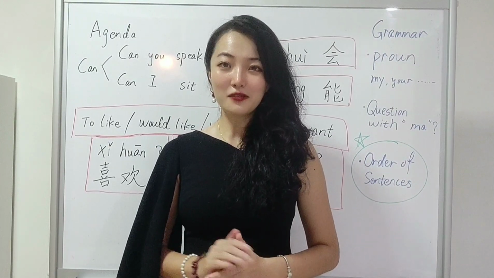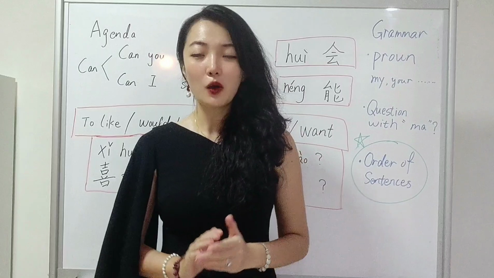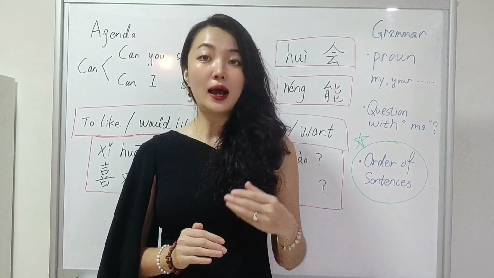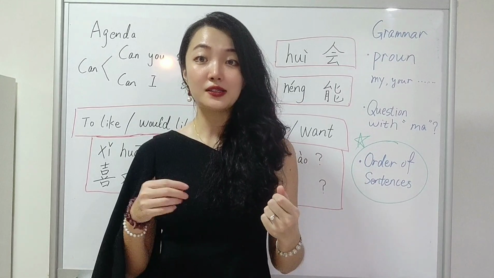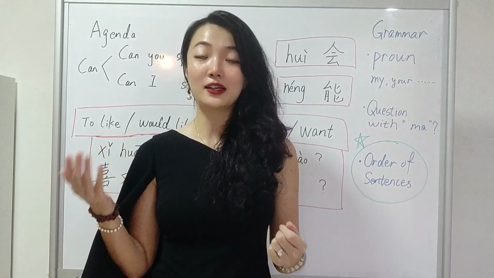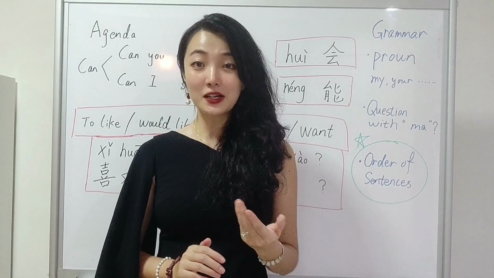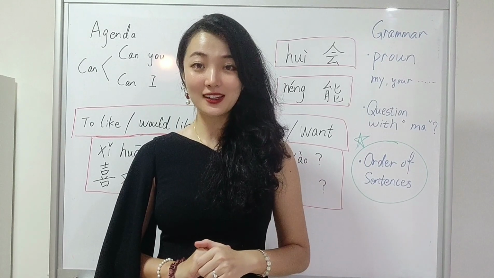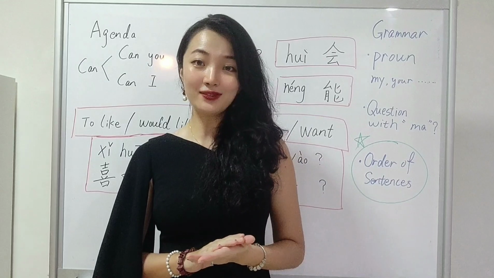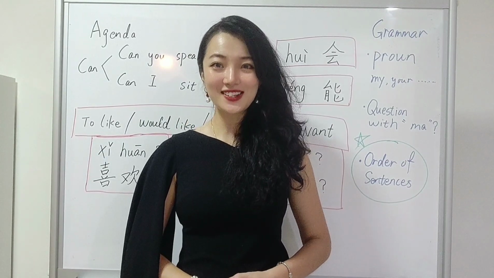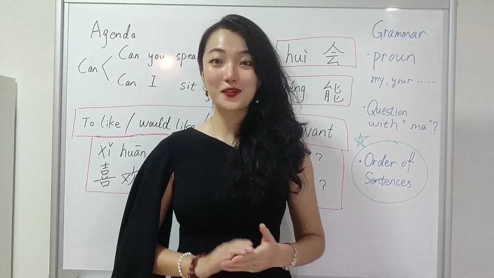And some other students asked me, what's the difference between "I would like something" or "I would like to do something" and "I like something" and "I like doing something"? For example, if I want to ask, would you like something to drink? Should I use 喜欢, 想, or 想要? Do you know the answers? If yes, then that's great.